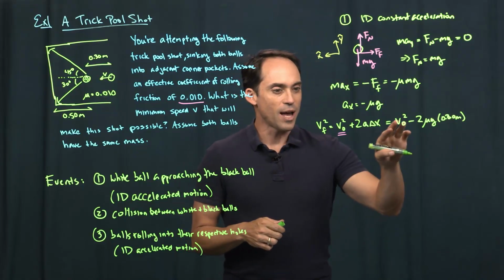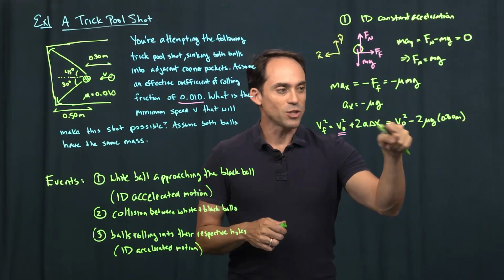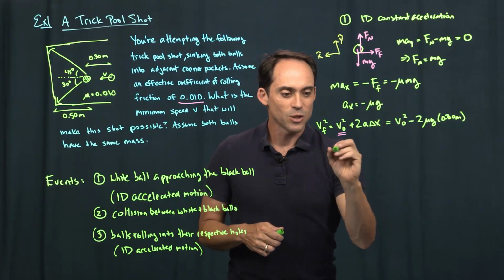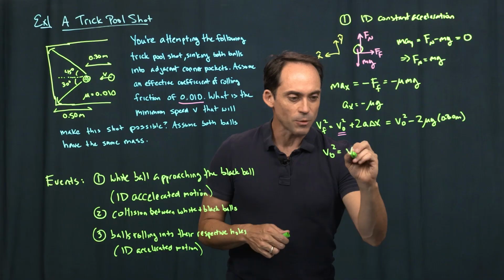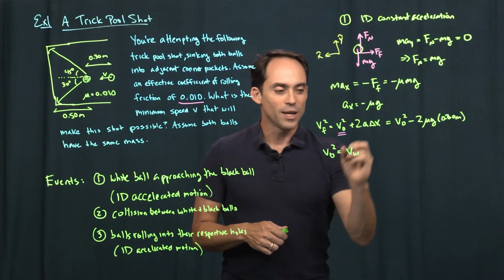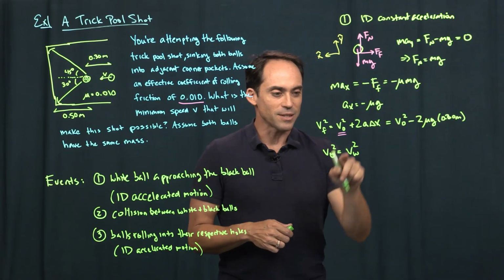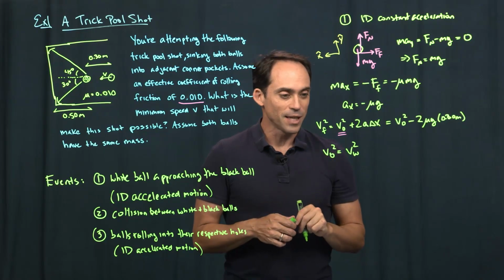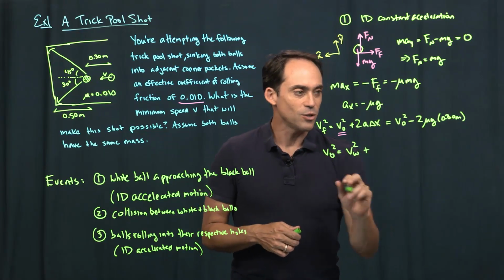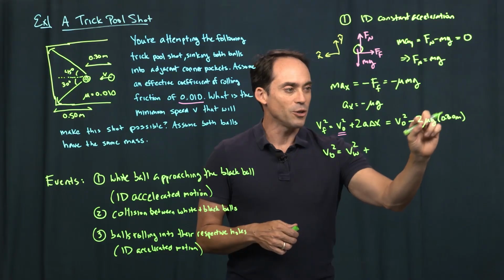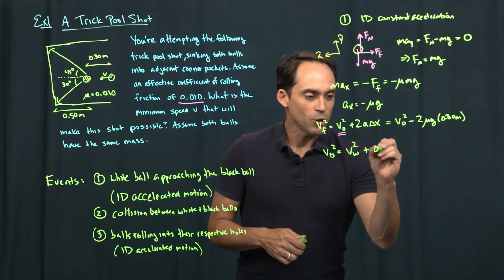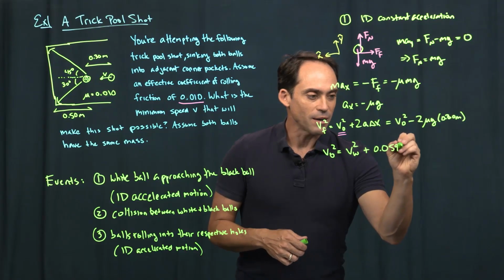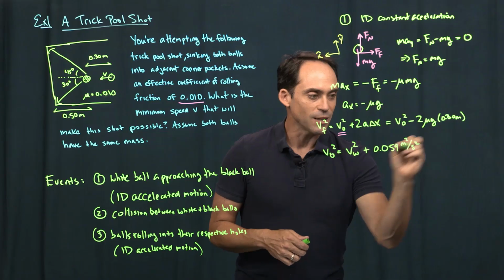I'm going to rewrite this because eventually what I want is that initial speed. So the initial speed squared is equal to the speed of the white ball, which I'm going to write this way because I'll get back to that for our collision. That's the speed of the white ball before the collision. And then plus 2 times 0.010 times 9.81 times 0.3 meters. When you write all those numbers out, you get 0.059 meters squared per second squared.